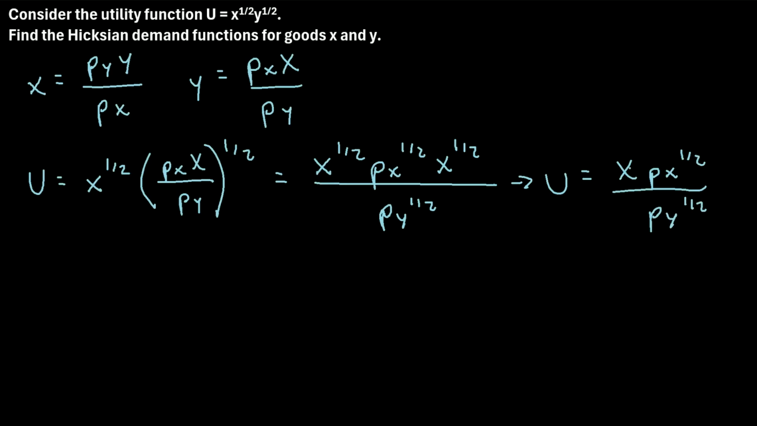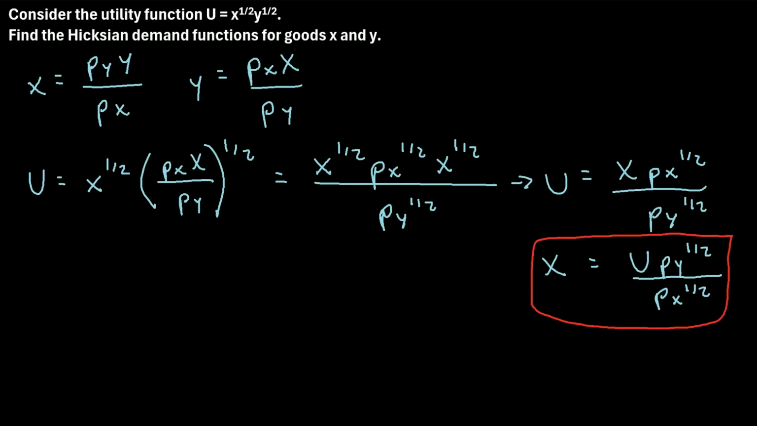So remember, we're solving for x. If we multiply both sides by the reciprocal of this quantity, that will be equal to x. So we'll find that x is equal to u times the price of y to the 1/2 divided by the price of x to the 1/2. So this is our Hicksian demand function for good x. And if we want, we can label this as x sub h to denote Hicksian. This tells us the quantity of good x that will allow us to minimize our expenditure while still achieving a certain utility level u, given the price of y and the price of x.